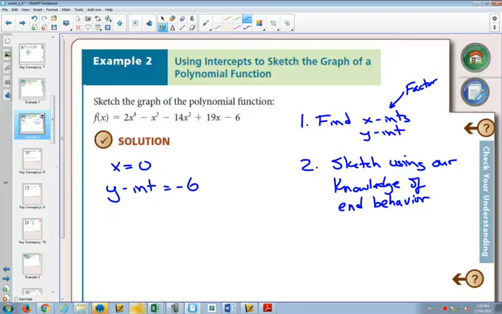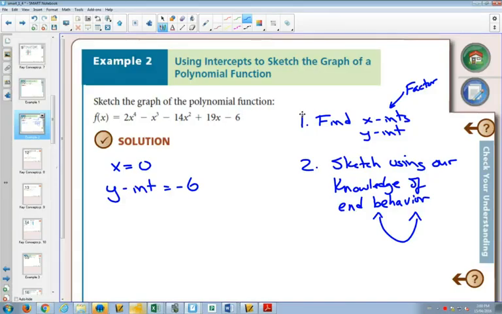So what does that mean? This one's an x to the 4. That means it's an even function. Even functions act like parabolas. Because it's a positive x to the 4, it's going to act like a positive parabola.